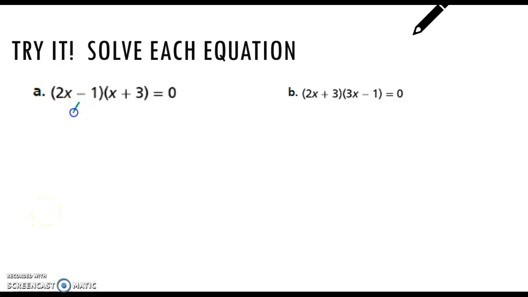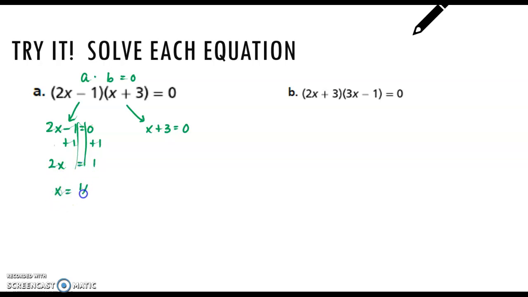So this product is 0, which means I've got a times b equal to 0. So that means either a is equal to 0, so I have 2x minus 1 equals 0, or x plus 3 is equal to 0. So I'm going to do both of those two equations. This one is a two-step equation. I'm going to add 1. So 2x equals 1. So x equals 1/2 after I divide by 2. That's one solution. The other solution is if I subtract 3 here, I get x is equal to negative 3.